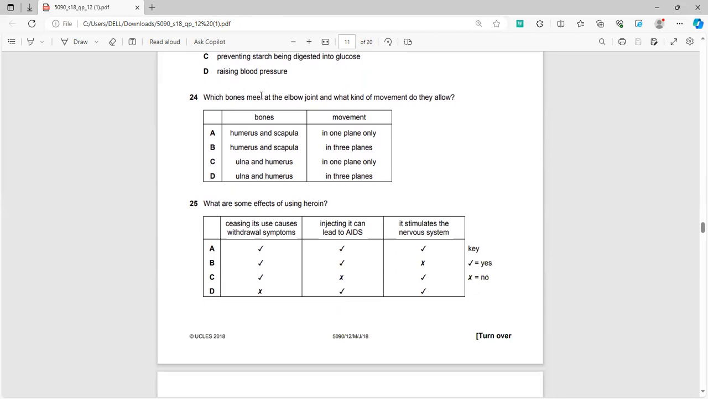Now, in question number 24, they ask you which bones meet at the elbow joint and what kind of movement they allow.